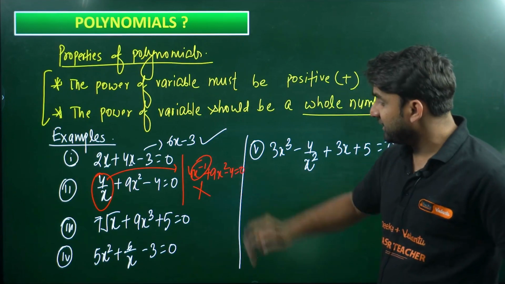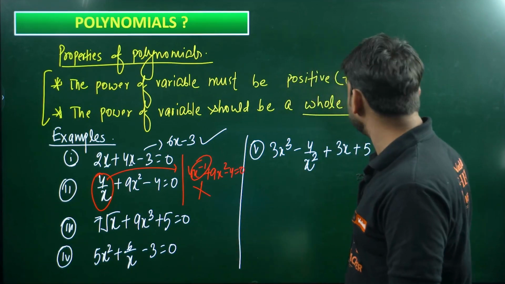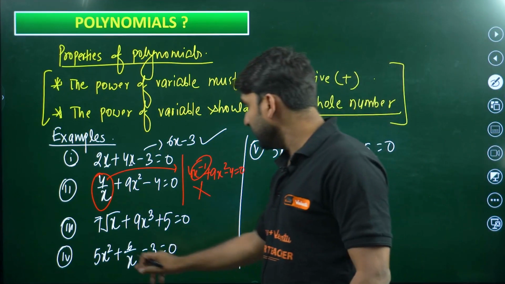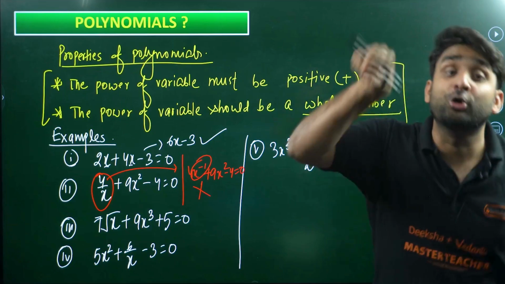Here the power of variable is negative. So this is not polynomial. Moving to next, I am using different color of pens so that you may get visibility. Now second, third is 7 root x.